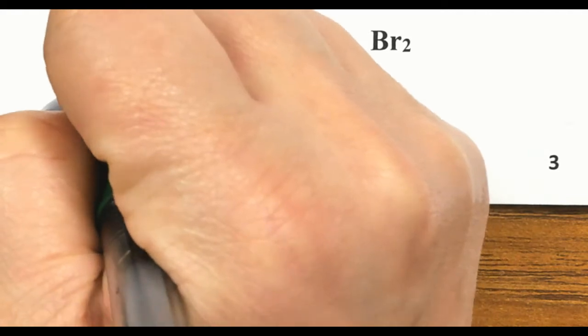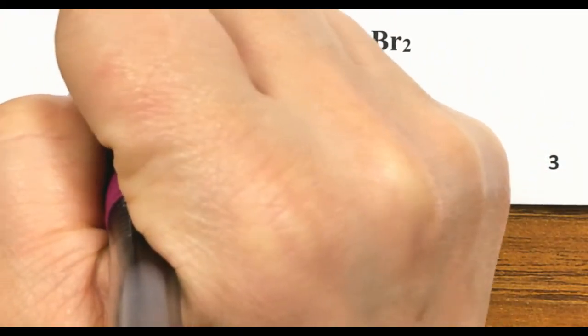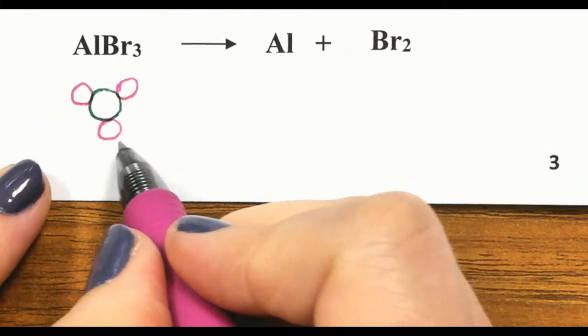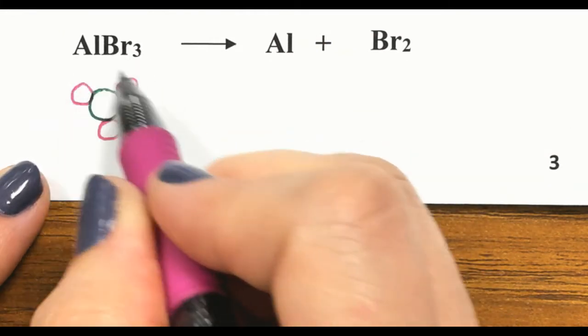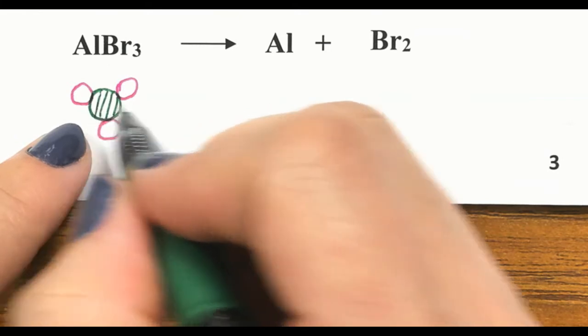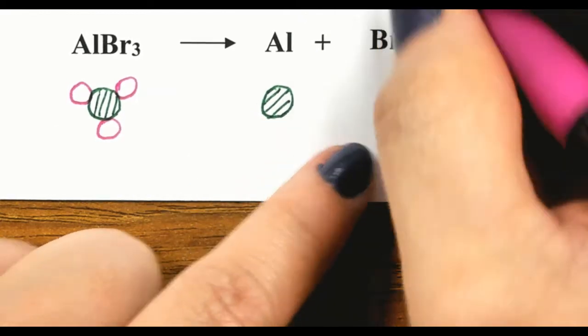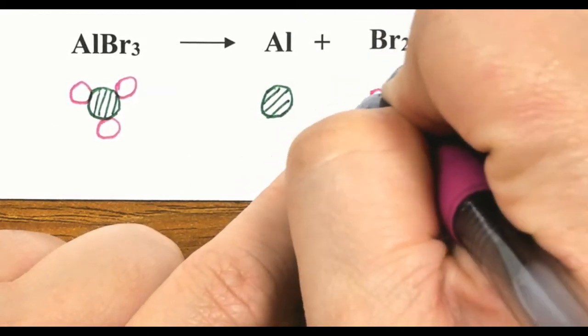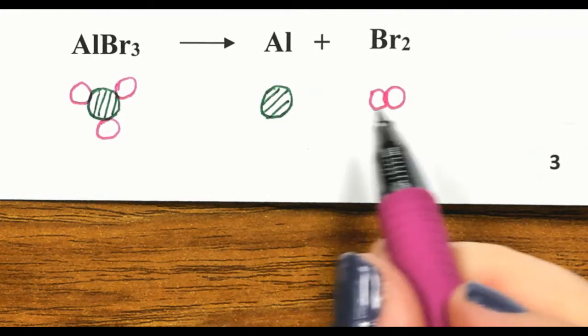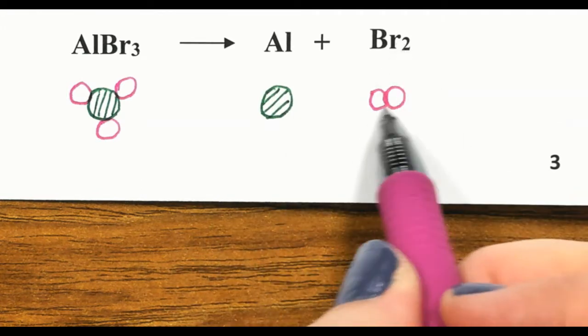Let's see here, we have an aluminum atom, and we have 3 bromides attached to it. 1, 2, 3. Okay, so these are bonded together, and it's 1 aluminum, 3 bromides. And I'll color in with some stripes my little bromine there. So on the right, I'm sorry, my aluminum. So on the right, we have 1 aluminum. And here we have two bromines that are actually hooked to each other, and so I'll draw them attached to each other. So this is AlBr3, this is Al, and this is Br2.